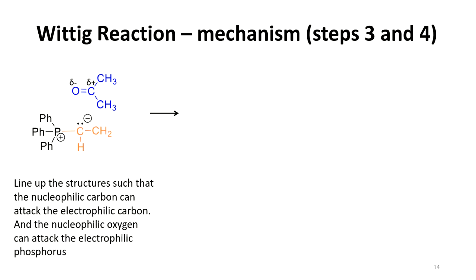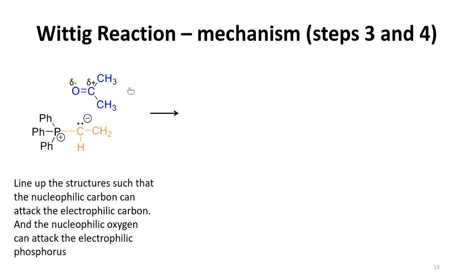So here we have our carbonyl, and one way to show the mechanism is to align the structure so that the nucleophilic carbon can attack the electrophilic carbon. That is, the carbon from the ylide directly above or close to the carbon of the carbonyl compound. This is our nucleophilic carbon, and this is our electrophilic carbon. That way, once we align the structures, we can easily form the four-membered ring intermediate.